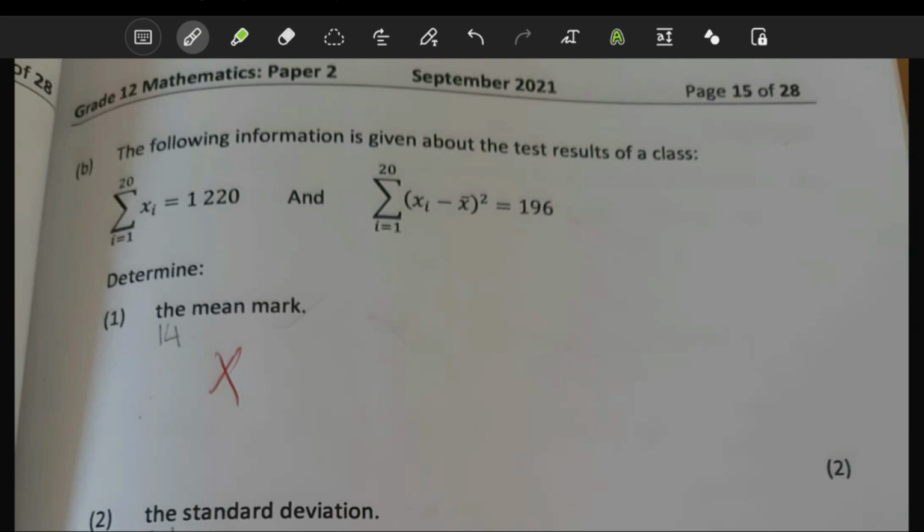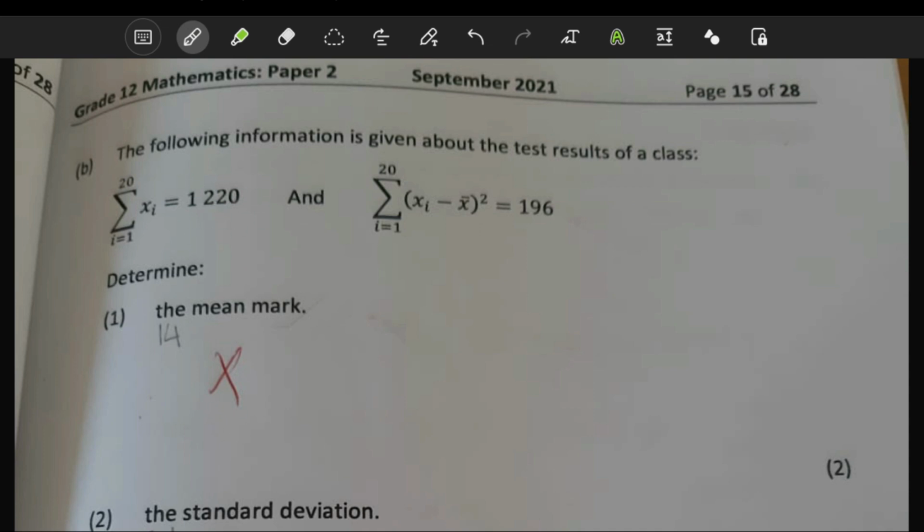So this next question is out of 2. They said the following information is given about the test results of a class. What this is telling us is, if you add up all the data, it's 20 results to add up. If you add them up from the first one until the 20th one, you get a total of 1220. This is like adding up all the marks, all the results.